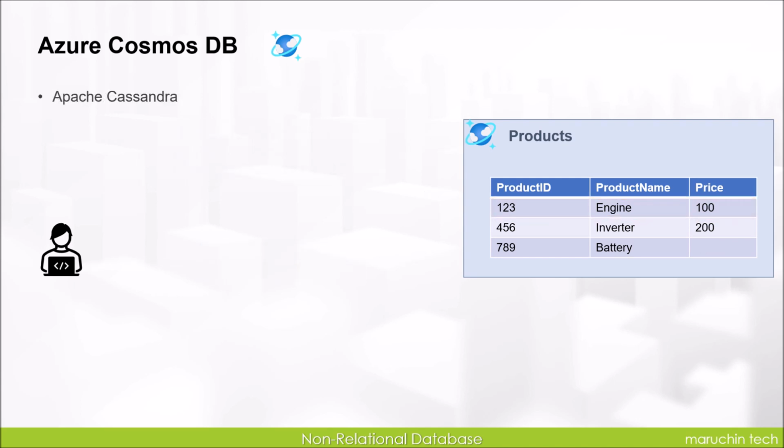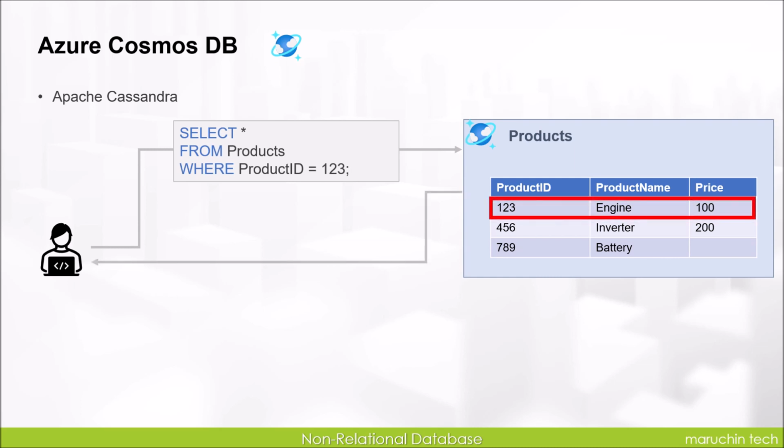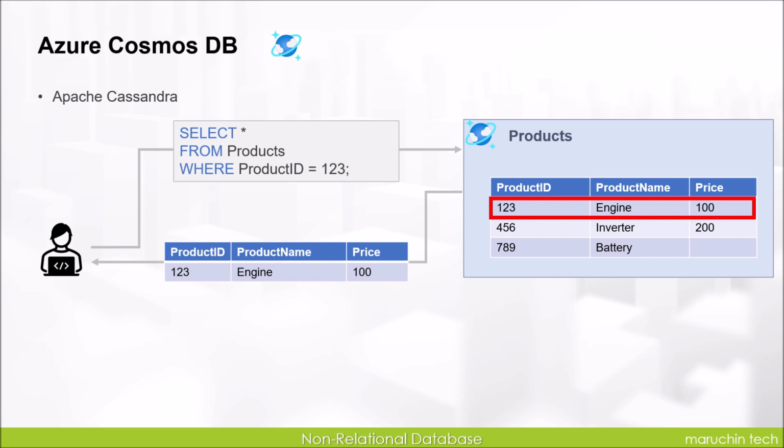And the next example is Apache Cassandra, which is a column family database. The Cassandra uses a query language called CQL, the Cassandra Query Language. The syntax of CQL is similar to standard SQL. If you execute a query similar to the one used for PostgreSQL, the query returns the data with product ID 123.